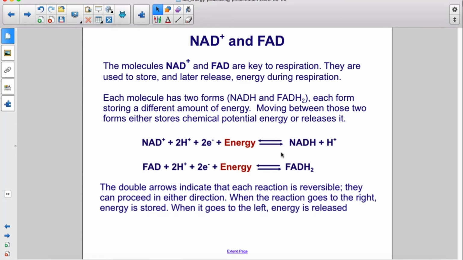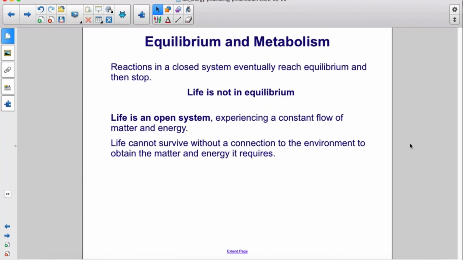The double arrows indicate that each reaction is reversible. They can proceed in either direction. When the reaction goes to the right, energy is stored. When it goes to the left, energy is released.